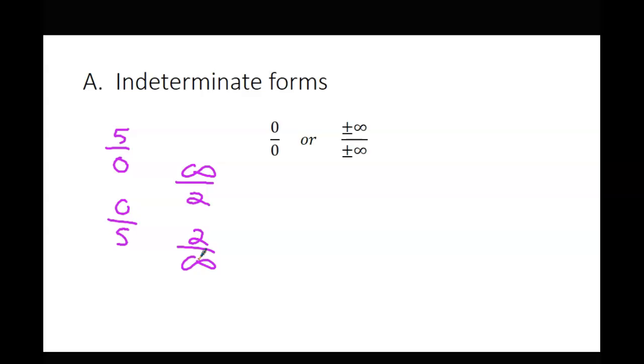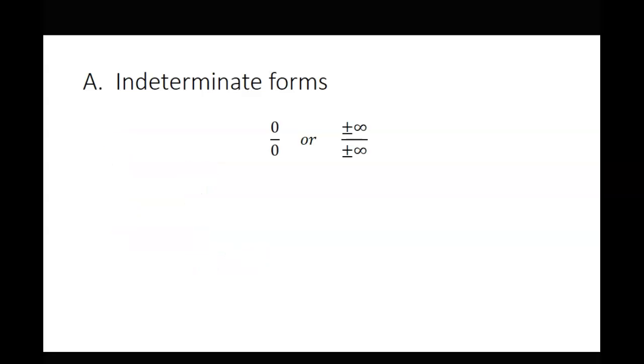Infinity? 0? 2? Undefined? Does not exist? Right next to 0, it approaches 0, right? So these are not indeterminate. We can determine what the answers are. The ones that you've copied down here, these are indeterminate.